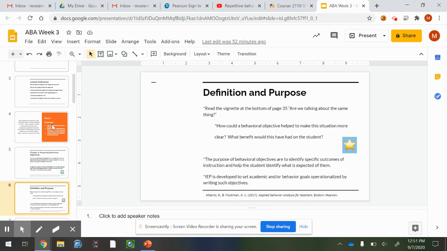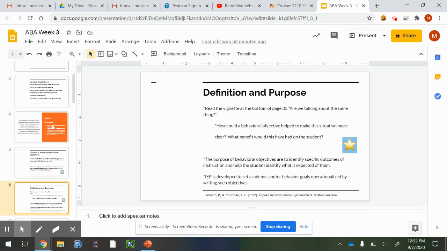Okay, definition and purpose. If you will, at the bottom of page 35, if you'll just pause this and take a minute to look at the vignette we're talking about here. It's entitled, Are We Talking About the Same Thing? So go ahead and pause, take a minute to read that. And then answer the following question. How could a behavioral objective have helped make the situation more clear? What benefit would this have had on the student?